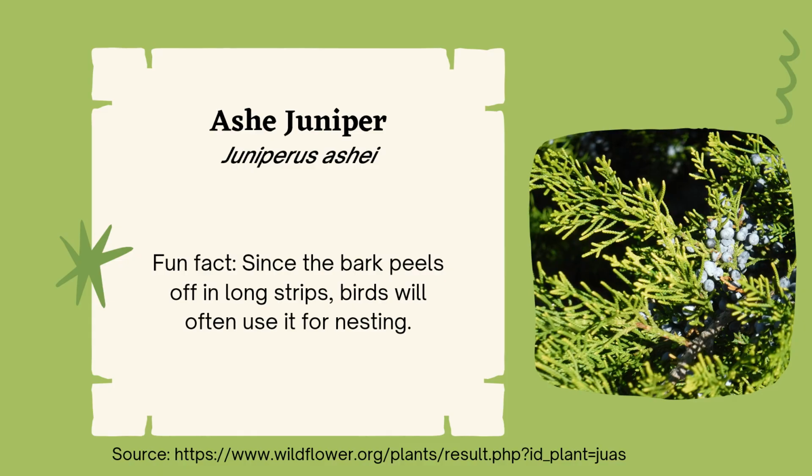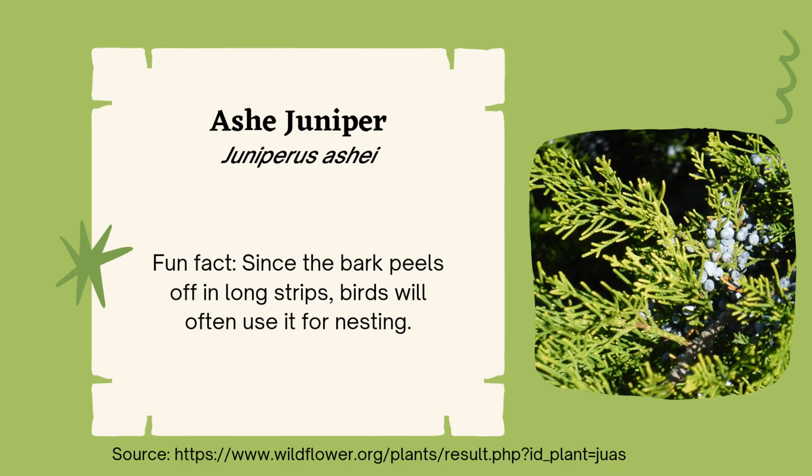Next we have ash juniper or Juniperus ashei, because I guess they just decided they got it right the first time with the Latin name, but they have simple scale-like leaves with blue berries and shaggy or rough bark, and they're often found on sandy soils, and since the bark peels off in long strips, birds will often use it for nesting material.